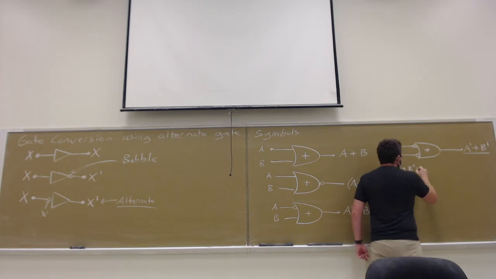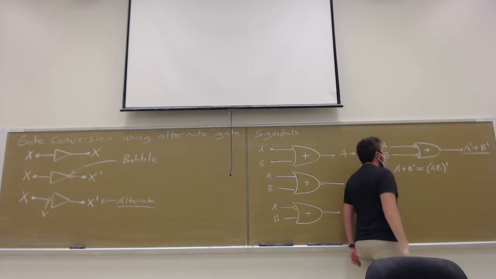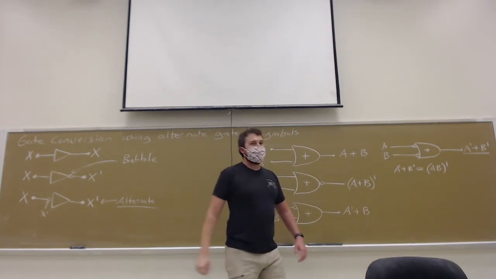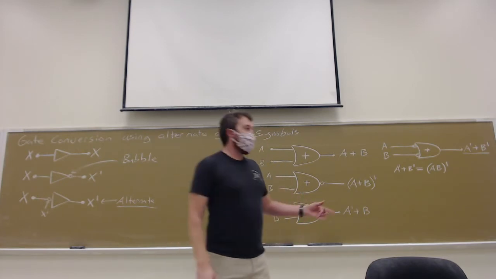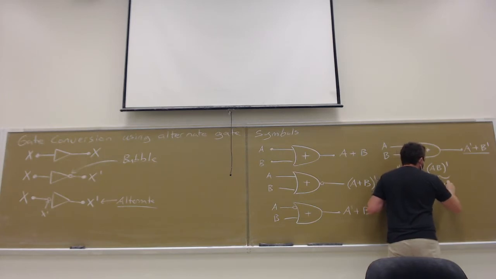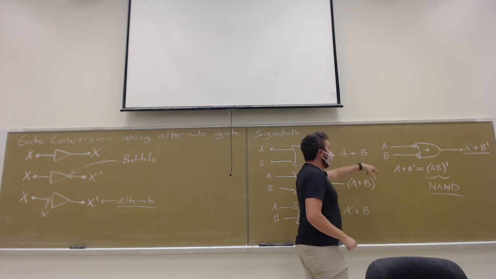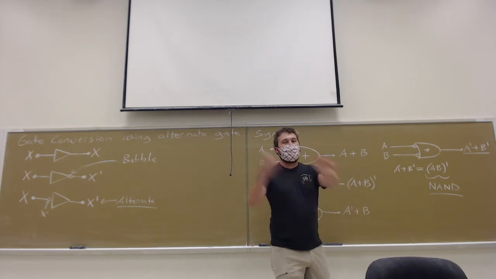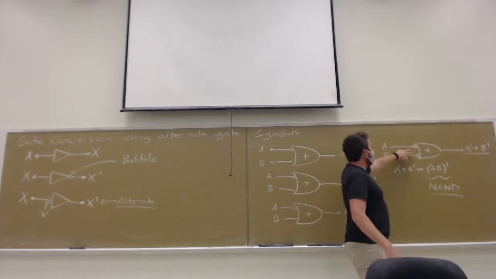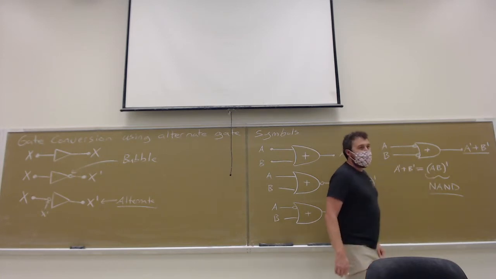So A prime or B prime is equal to (A and B) prime. And what kind of gate is that? It's a NAND gate. And thus we've arrived at our sort of punchline here. If we want to create a NAND gate out of a NOR gate, in addition to swapping out the gate entirely, we just add bubbles on the inputs of the OR gate, and then we effectively have a NAND gate.